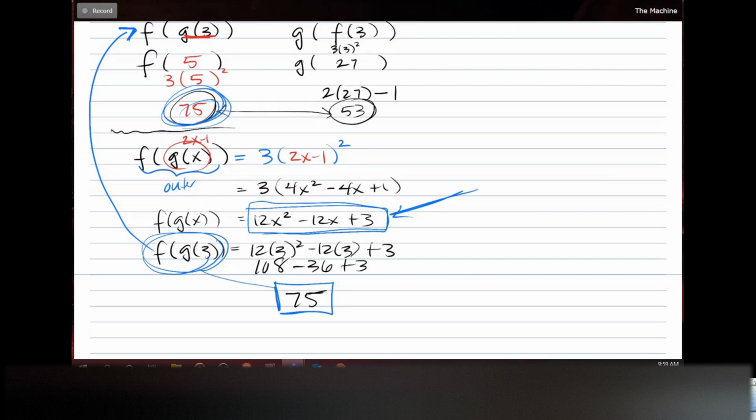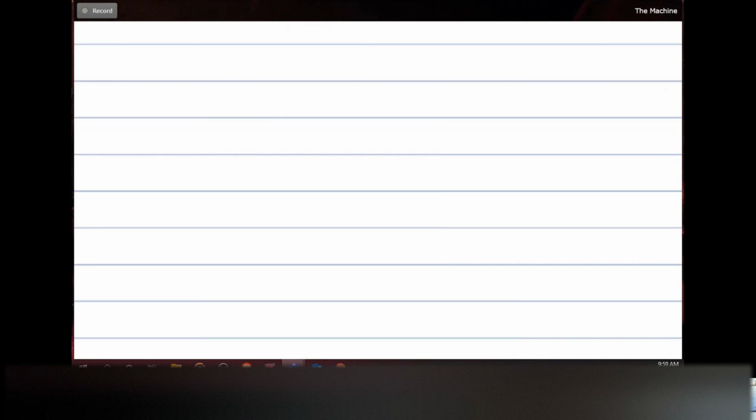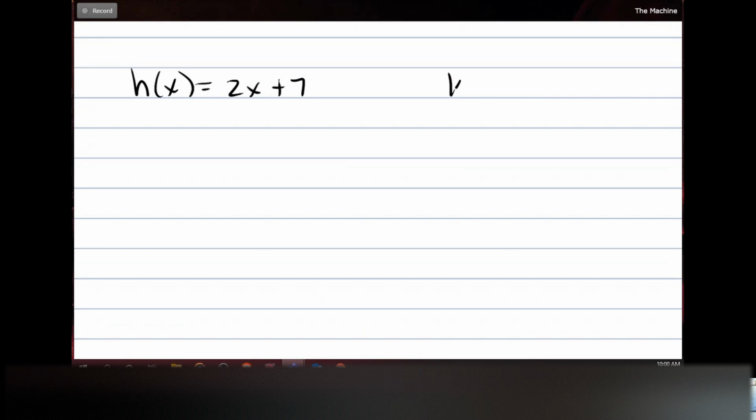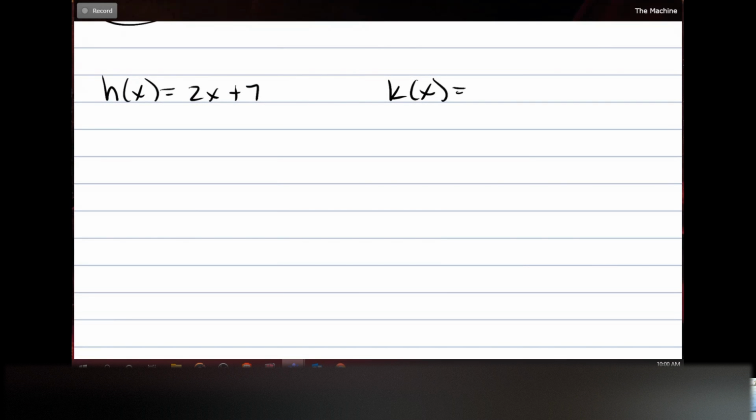Okay, let's do a little bit of practice on that. I'll make it easy. Let's do h of x is equal to 2x plus 7, and let's say that k of x is equal to, I don't know, 3x minus 5. So h in blue, k in red. Now, don't write this down yet, just watch. Okay, you're watching, pencils down?